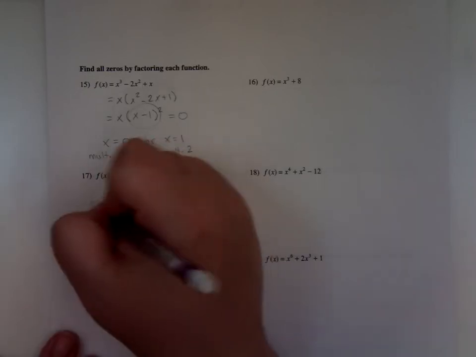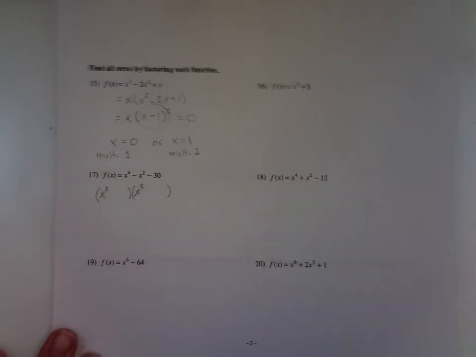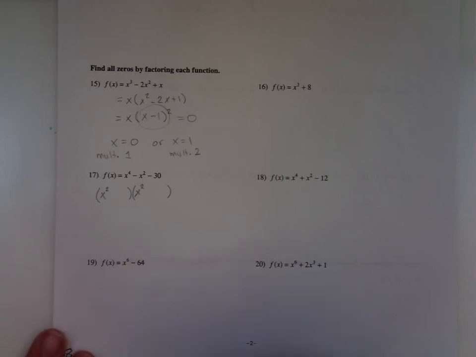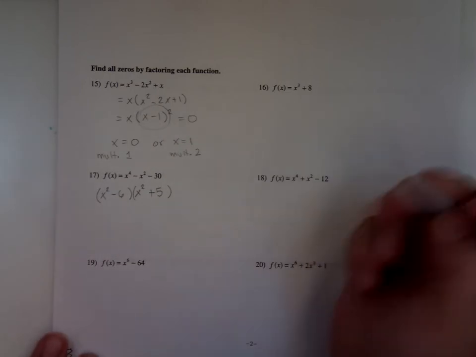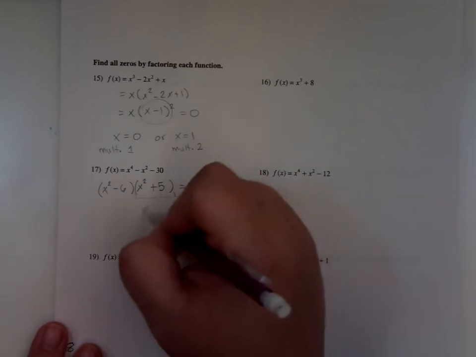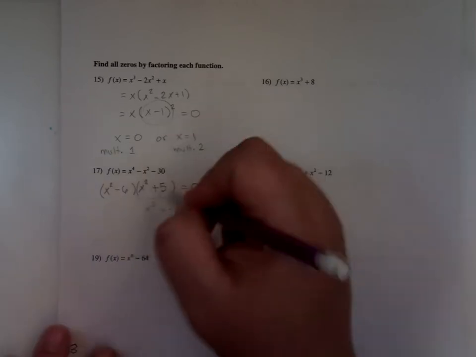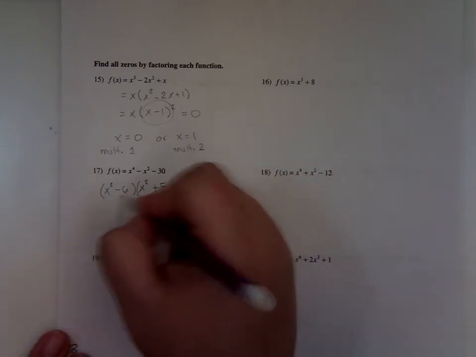So what are we going to get here? We've got an x squared and an x squared. That's going to get us an x to the 4th out front, and an x squared is our middle term. And we'll have a minus 6 and a plus 5. So we want to set that equal to 0. Well, x squared plus 5 is never going to equal 0 because you would be solving x squared is equal to negative 5, and that has no real solutions. So that factor is gone. So then we've got x squared minus 6.